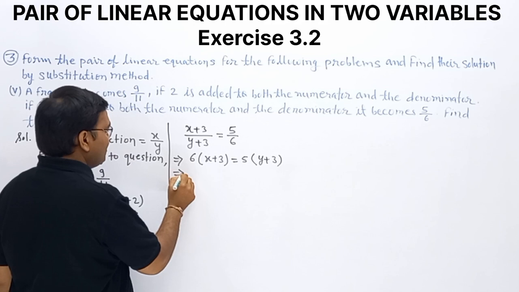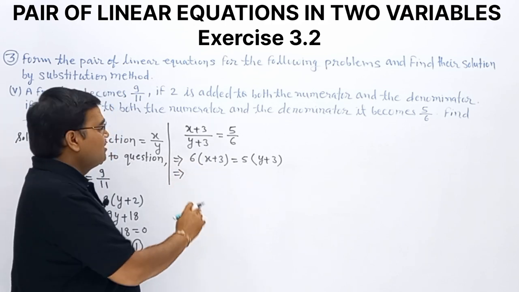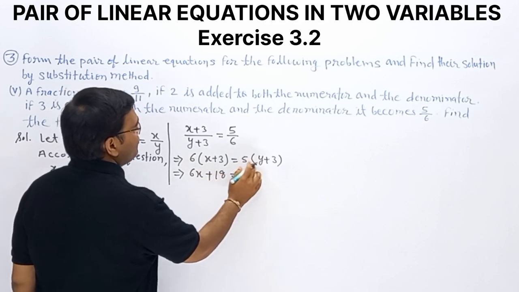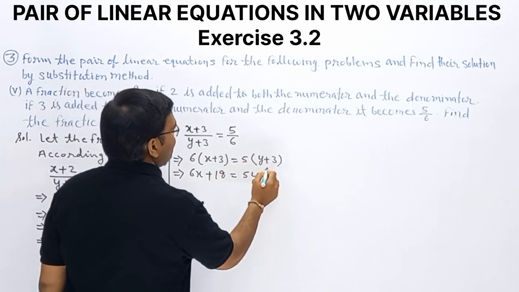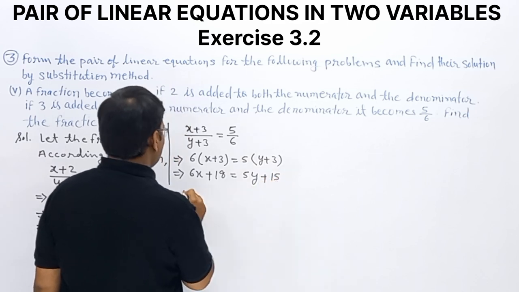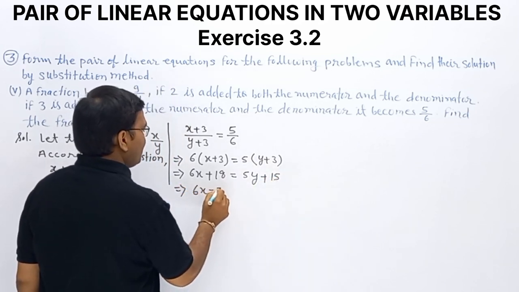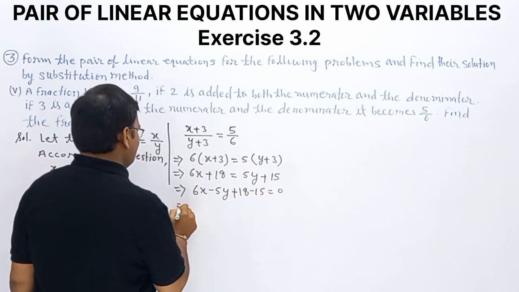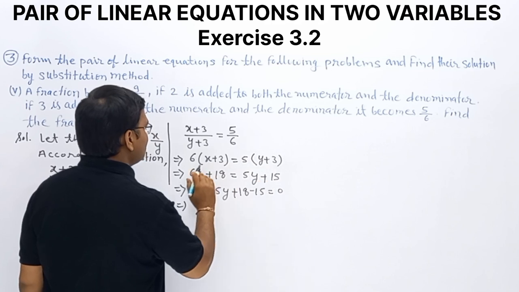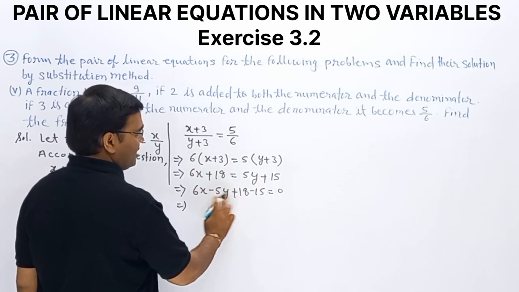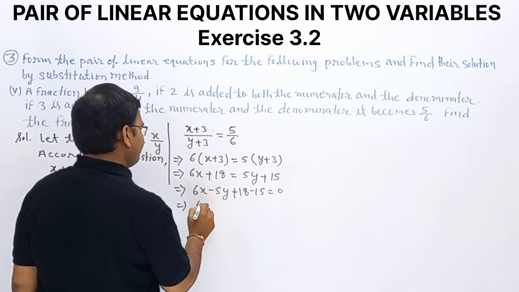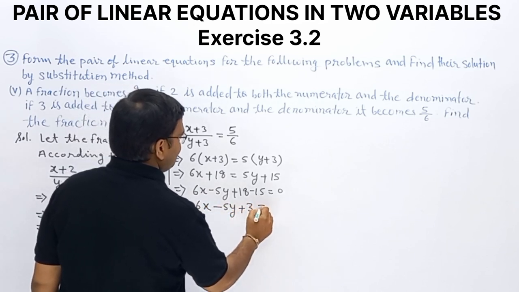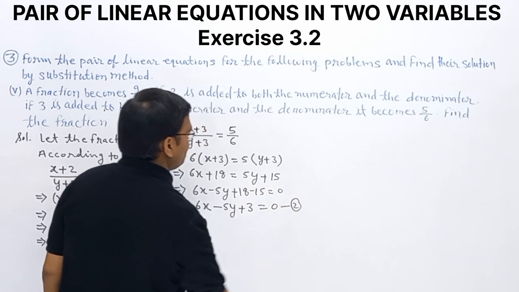Applying the distributive law, we get 6x plus 6 times 3, that is 18, equal to 5y plus 5 times 3, that is 15. Solve this: 6x minus 5y plus 18 minus 15 equal to 0. Transposing these towards the left, both will be negative. What equation are we getting? 6x minus 5y plus 3 equal to 0. This will be equation number 2.